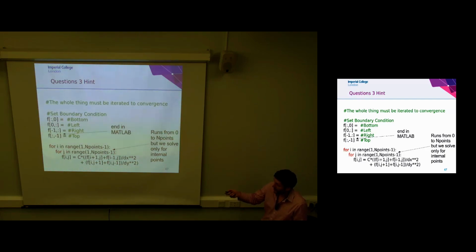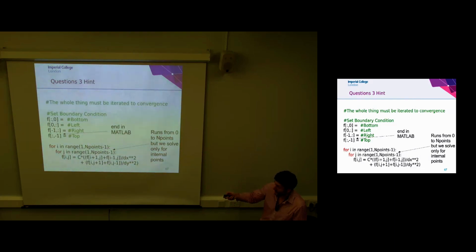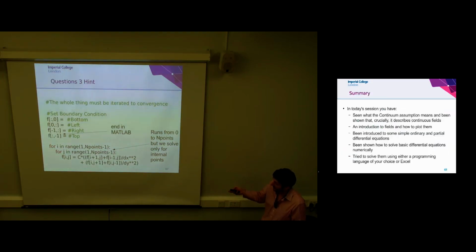And then you loop over all of the internal points. So rather than going from 0 to n points, we're looping over the internal points, 1 to n points minus 1. We're simply calculating this expression that you saw here to update each of the Fij's, and then doing that again and again. So this whole block here will be iterated until we get a consistent solution.